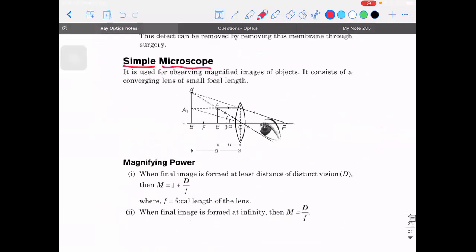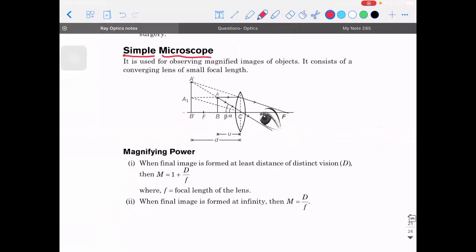Okay, optical instruments. So simple microscope, you guys know what it is. It is nothing but a convex lens. It is used for observing magnified images of objects. It consists of a convex lens of small focal length. So where should the object be placed? The object should be placed exactly between the focus and the optical center for you to get a magnified virtual image. All optical instruments form a final image that is always virtual. Have that point in your mind.